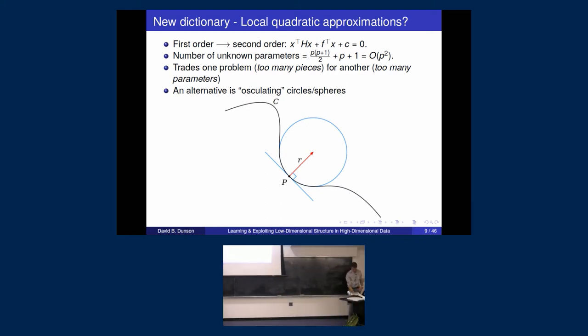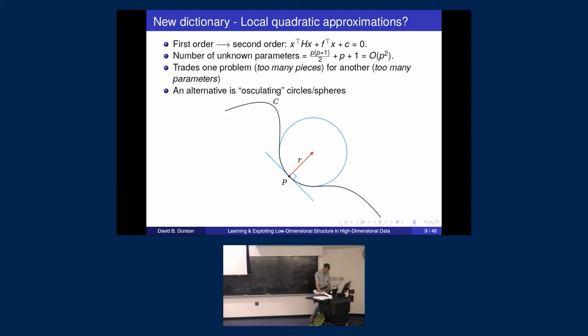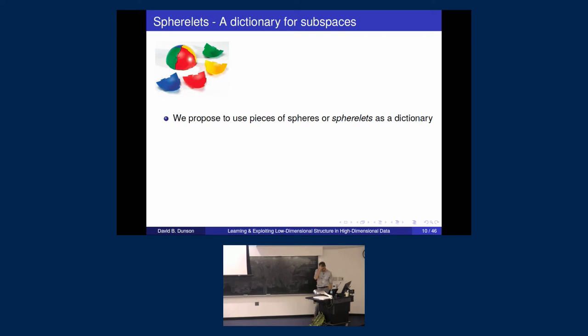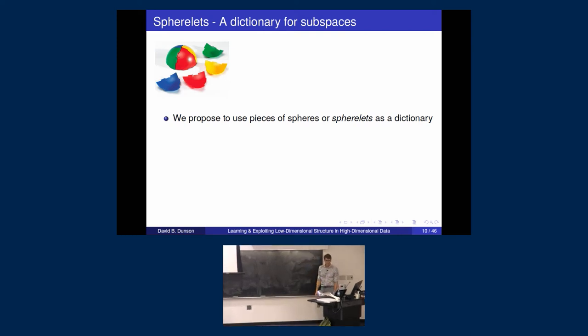And so that might be good, even though a circle, or sphere, is a really simple object. So then what we propose is spherelets, which is a dictionary for subspaces, that might be useful broadly in very many different contexts. So pieces of spheres, or spherelets. And we have quite strong theory saying that many fewer spheres are going to be required than planes to obtain the same approximation error.